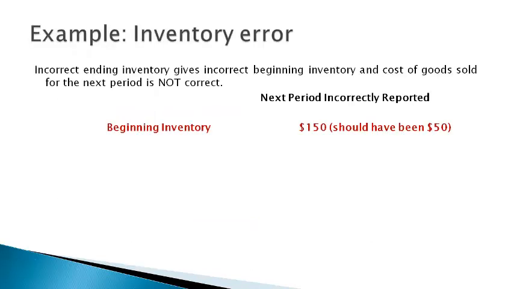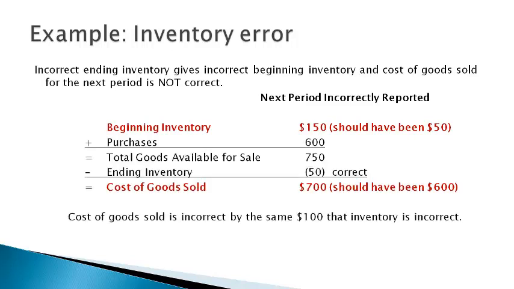When ending inventory is not correct, beginning inventory for the next period and cost of goods sold for the next period is also not correct. The higher ending inventory becomes higher beginning inventory and higher goods available, which leads to a higher cost of goods sold and lower gross profit and income.